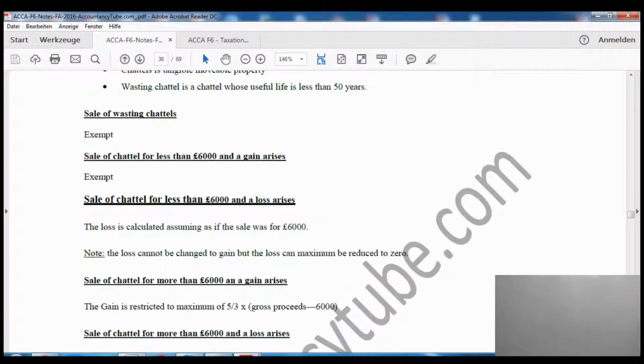A wasting chattel is a chattel whose useful life is less than 50 years. A wasting chattel like what? Like you can say this iPad is also a wasting chattel. It is tangible, has physical existence, and it is movable. I can move it anywhere, right? And it has a life of less than 50 years, right? So it is a wasting chattel.